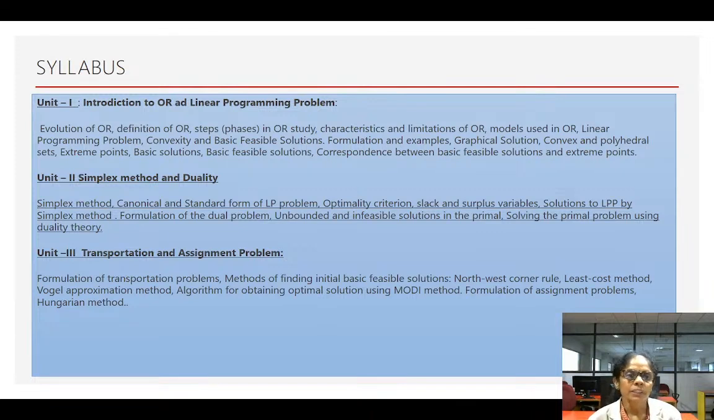And the second unit is about the simplex method and duality. Suppose, for example, we are unable to solve the formulated mathematical model using the graphical method, then we can go for the simplex method, where more variables are there. So the simplex method is also a form of linear programming problem. Here we formulate the problem and we solve it by the simplex method. And in this we study unbounded and infeasible solutions and the primal solution, and the same solution we write in the other form, which is known as duality theory.